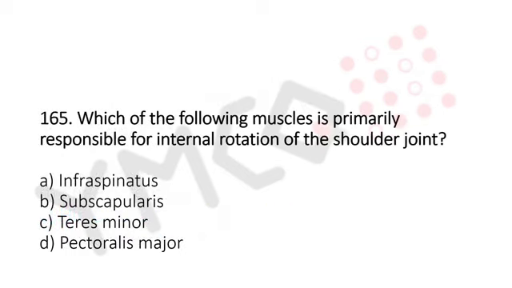Which of the following muscle is primarily responsible for internal rotation of the shoulder joint? Option A, infraspinatus. Option B, subscapularis. Option C, teres minor. Option D, pectoralis major. And the answer is option B, subscapularis. Now let's move to question number 166.